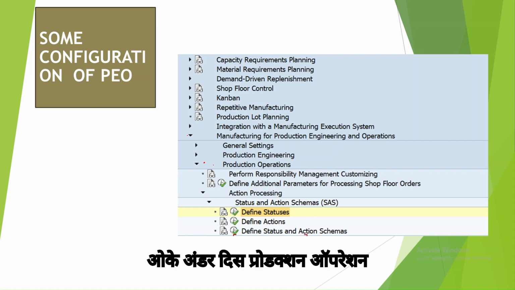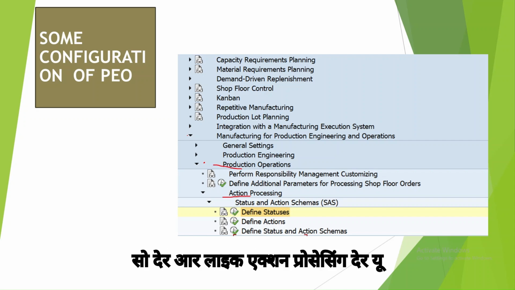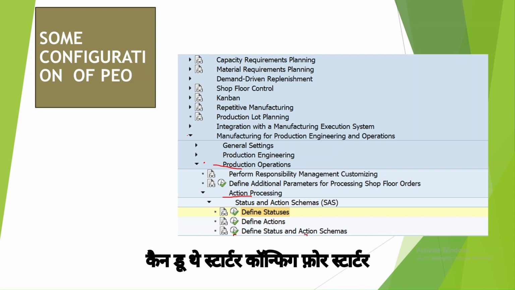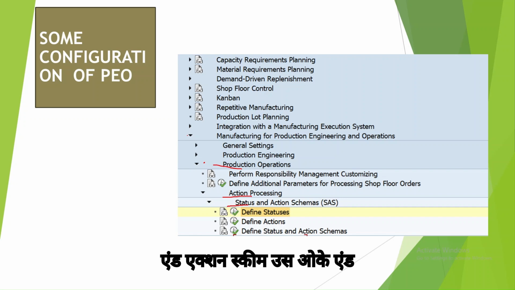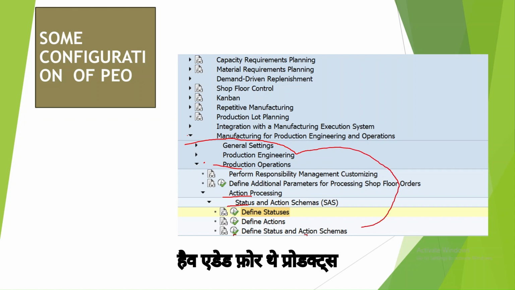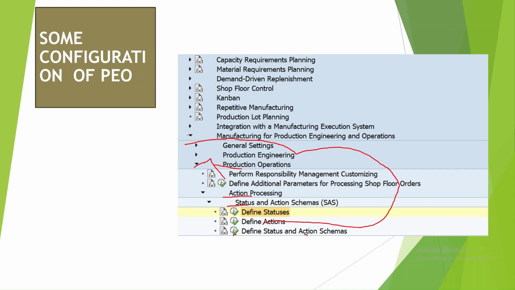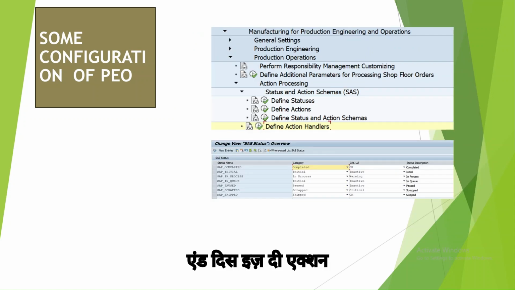Under this production operations, there is action processing. There you can do the configuration for status and action schemas, and different status actions. So this configuration you can do here. These are all nodes they have added for production engineering and operations. And this is the action handler, where you can define your action handler.